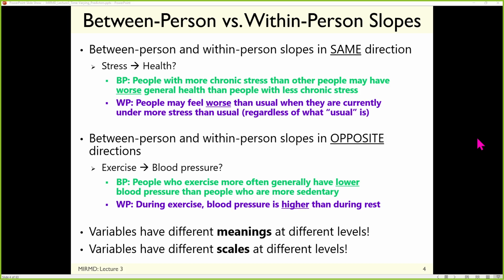But it could also be the case that the slopes at each level are in the opposite direction. So if we look at the relationship between exercise and blood pressure, at level 2, between persons, blood pressure is used as an index of health. Low blood pressure means that you have good health. And so people who exercise more tend to have lower blood pressure than people who are more sedentary. But when you're actually exercising, your blood pressure is higher. So within persons and between persons have different relationships between these two variables because conceptually they represent different things at each level.